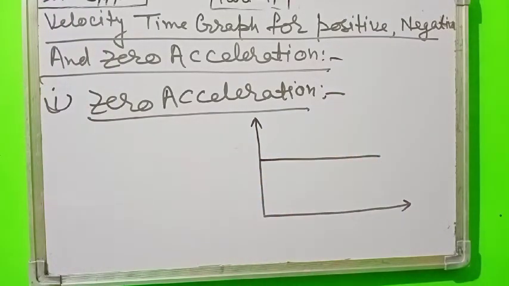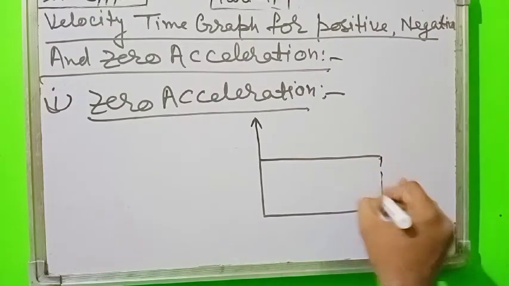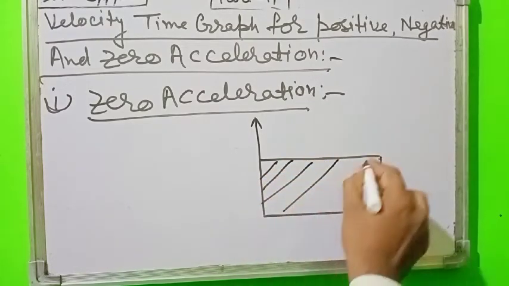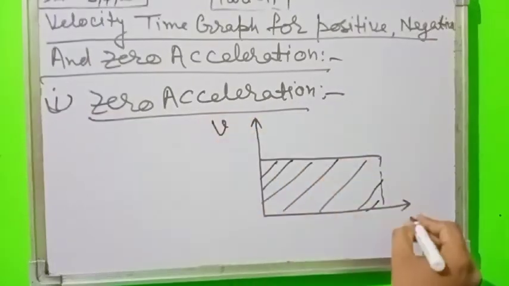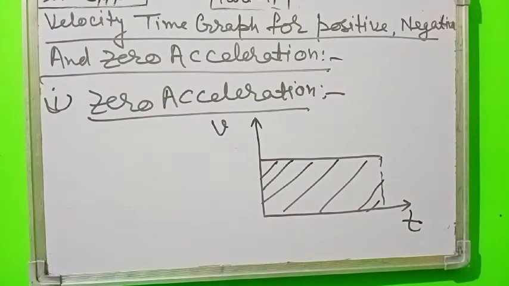This is the graph for zero acceleration. This is velocity time graph. Here velocity is on the axis against time, and the body is moving with constant velocity and the slope is zero. For constant velocity the slope is zero, so it is called as zero acceleration. Now positive acceleration.